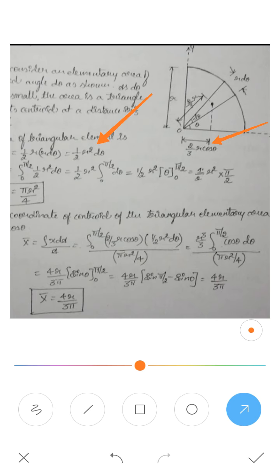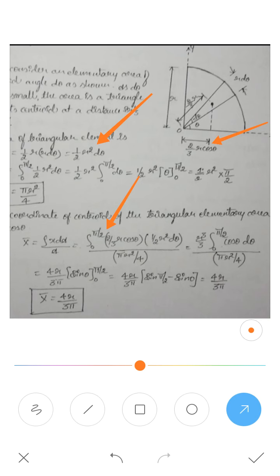That's also what I have written here. Okay, here, sorry, here I have written. Okay, so I am substituting the values: whatever the values 2 by 3 r cos theta and half r square d theta, I am substituting in this step. Okay, so divided by area.